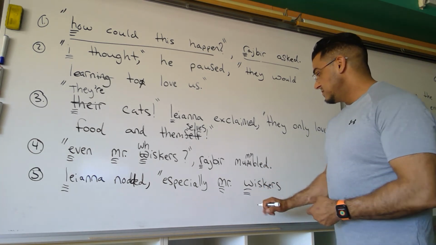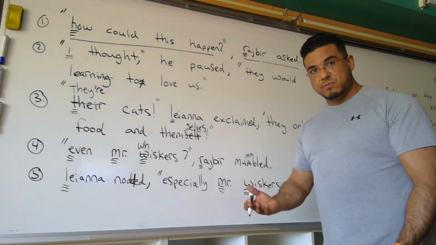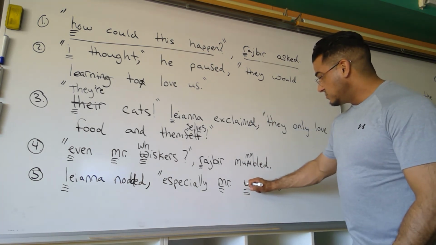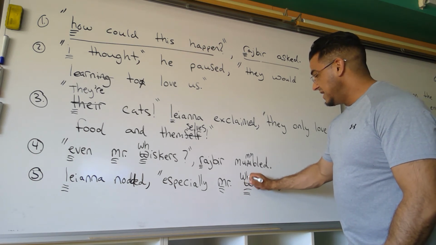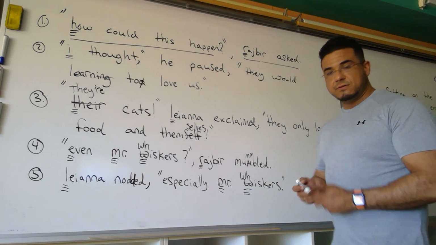Whiskers, capitalized, because of course you have your title with the name. Names being proper nouns require capitalization. Also incorrectly spelled, so capital W-H. Whiskers, period, and quotation mark.